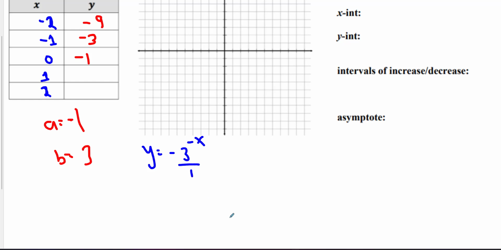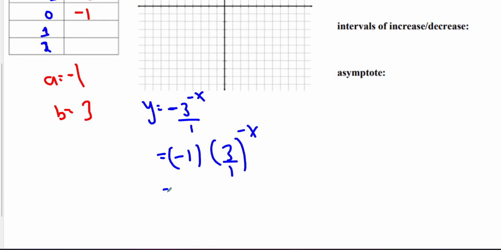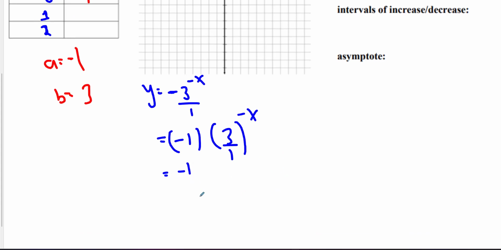Fraction? Well, we know it's 3 over 1. We know the negative sign has nothing to do with the 3. The exponent is only on the 3. So I'm going to rewrite this as negative 1 times 3 over 1 to the power negative x. If I write it like this now, the negative 1 stays on top. The 3 gets flipped.